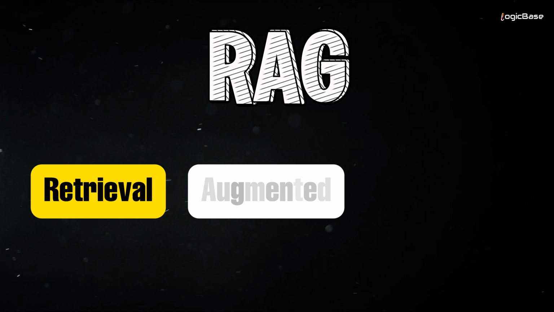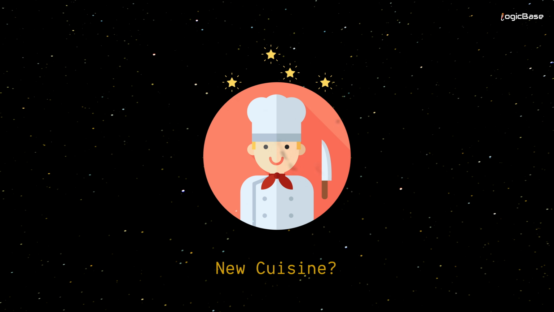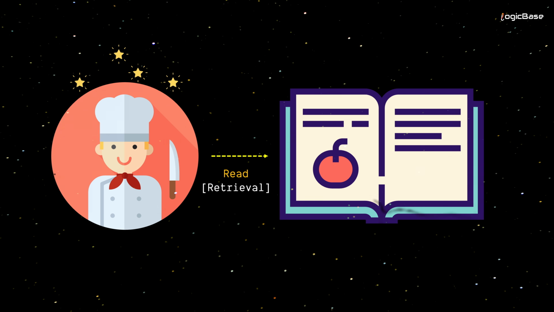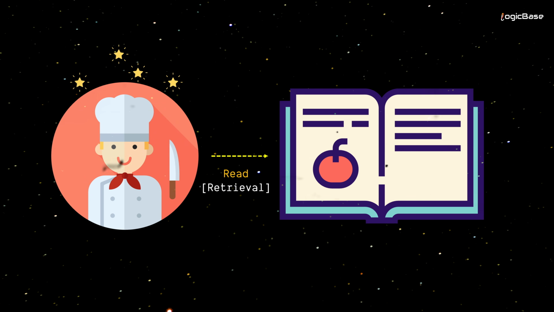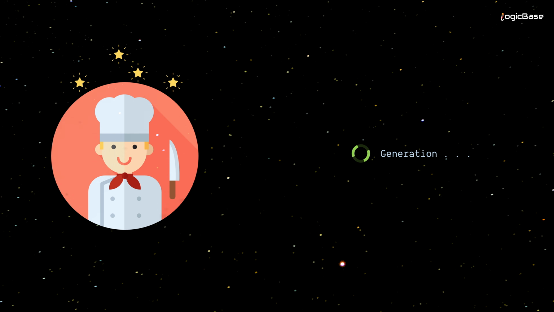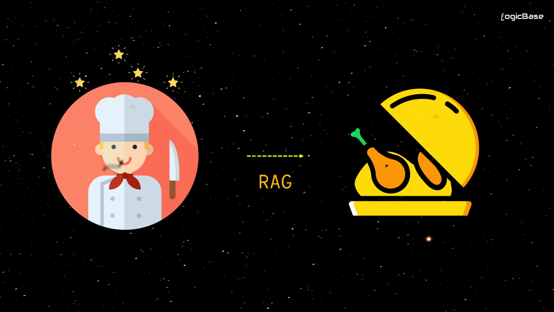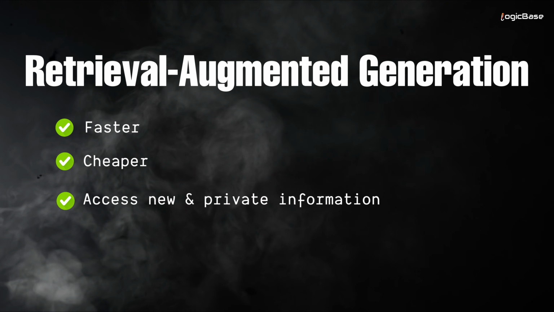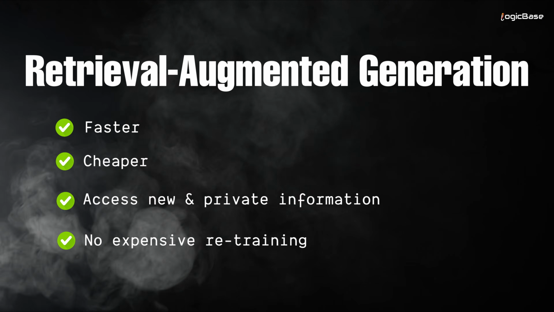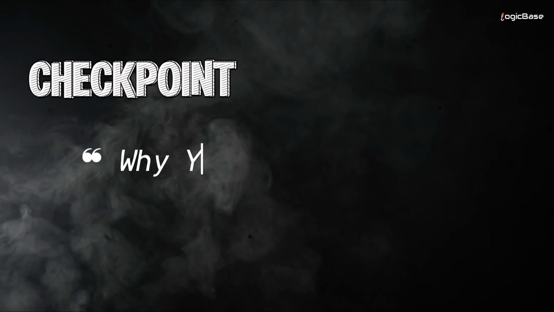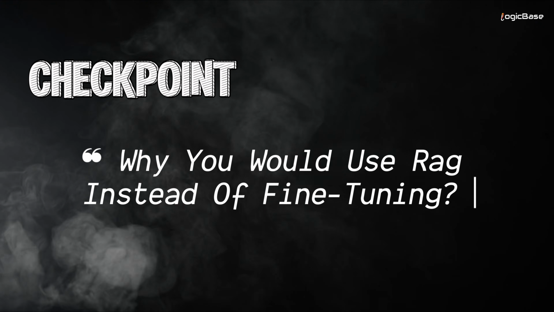RAG, or Retrieval Augmented Generation, is different. Instead of retraining the chef, you just hand them your grandma's secret recipe book when they need it. The chef uses their existing world-class skills to read the recipe. That's the retrieval part. And then cooks the dish perfectly. That's the generation part. RAG is faster, cheaper, and lets your AI use new or private information without expensive retraining. For most real-world apps, you will be using RAG. Your checkpoint can be, you can explain to a friend why you would use RAG instead of fine-tuning.